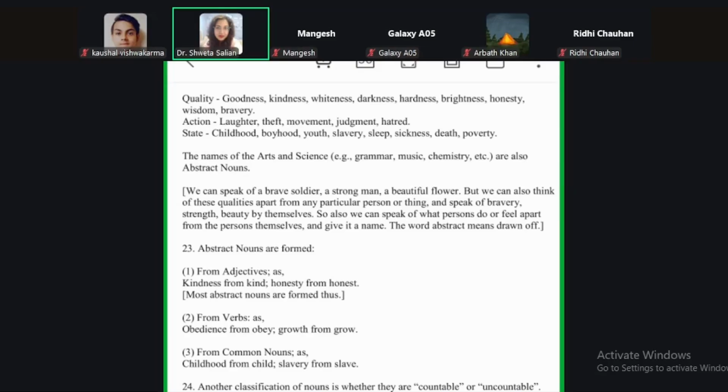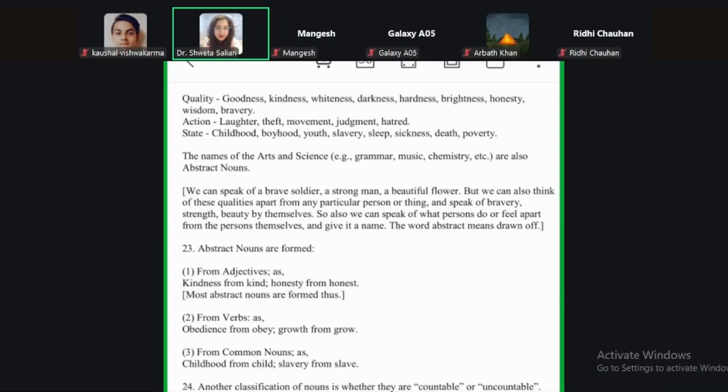Then looking at verbs. So obey, to grow. From obey, you convert it into obedience. Now, how do you understand obedience? You have to just put a pronoun before an abstract noun to understand whether it is the correct form.